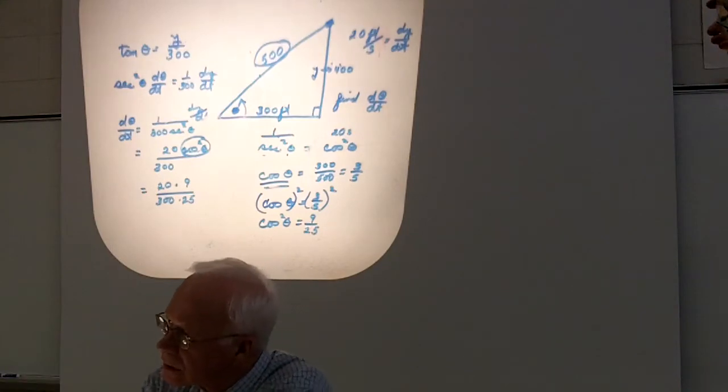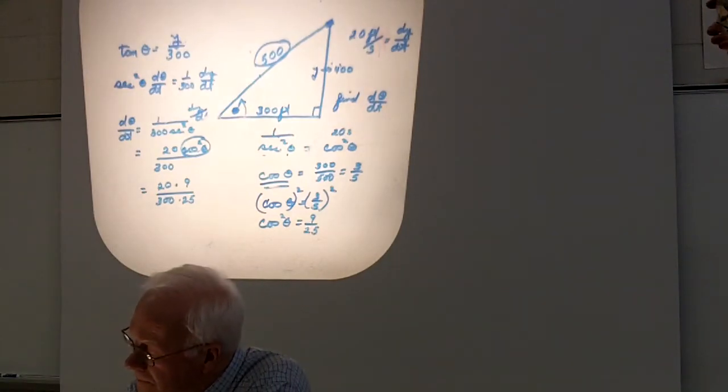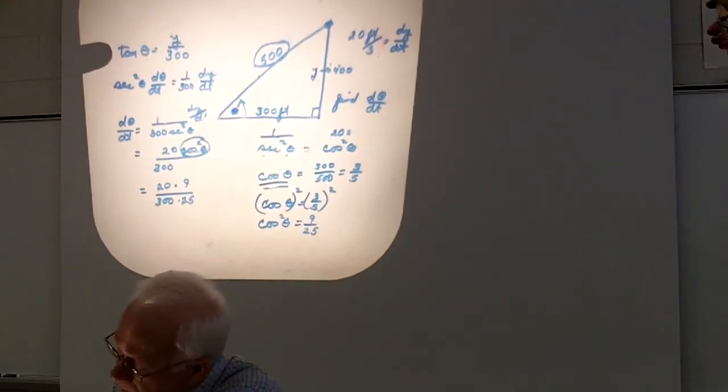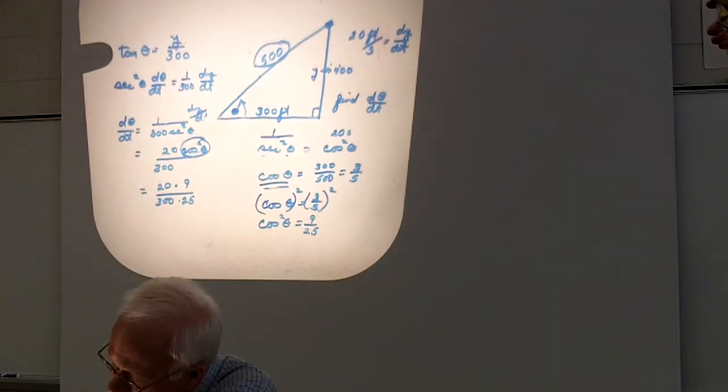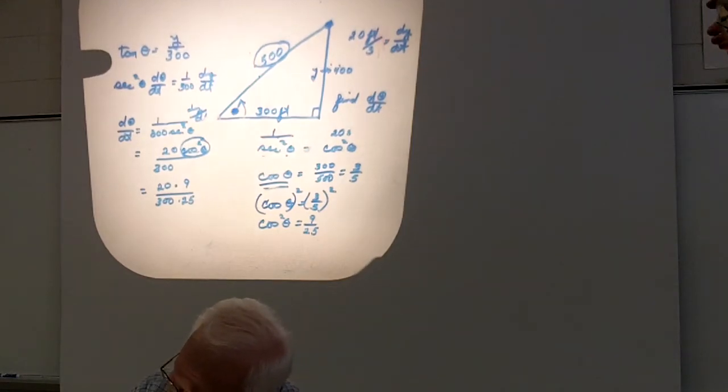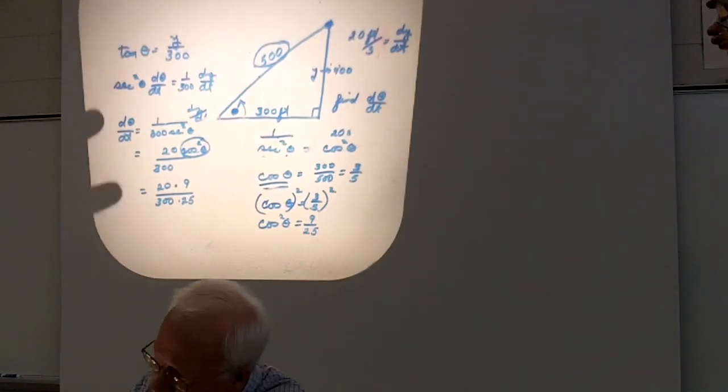Yes? Way back at the beginning where you found tangent theta is 400 over 300, can't you just do inverse tangent to get theta, and then use that later? You could have, yeah, but I haven't taught you that yet. Not until later on today, if I have time. Okay, so no, we can't do it that way? I would rather not.